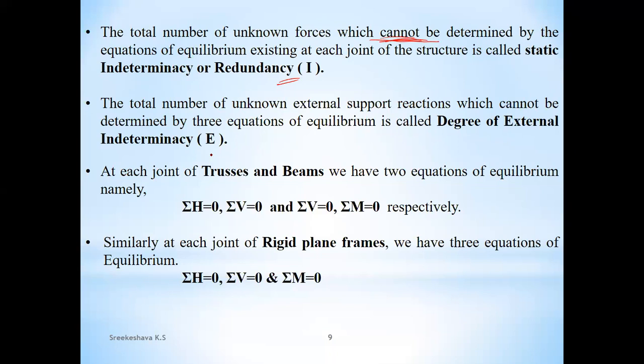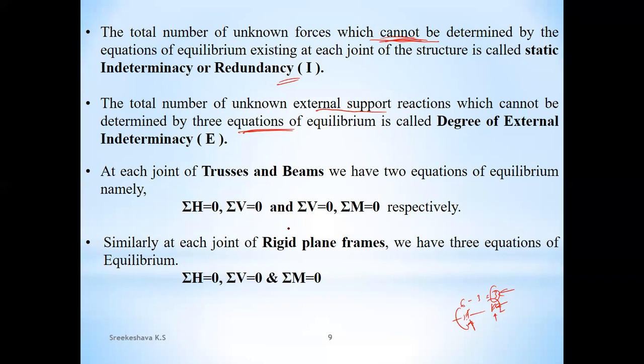So what is external? Degree of external indeterminacy means if it is only reaction equations. See, the total number of unknown external support reactions which cannot be determined by three equations. So when you are taking this fixed beam, here you are having six. You know that is a three, indeterminate of order three, externally indeterminate, because all three are external reactions. Hence, these kind of things are called external indeterminacy.